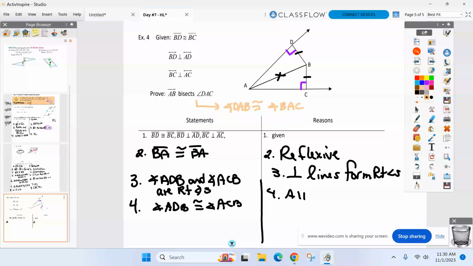I just did it too. I just did it. It's going to put the right angles congruent. It's okay if I did, though.